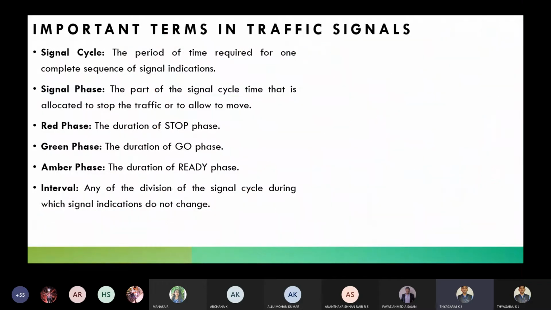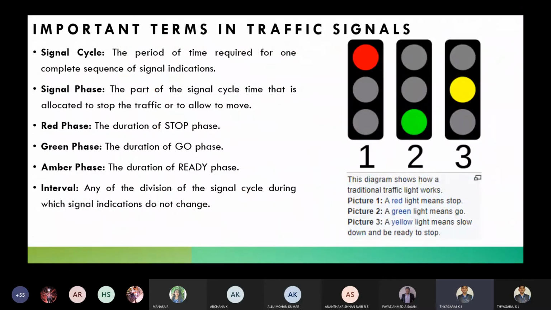Next are some important terms we have to remember in traffic signals. The first one is signal cycle. I'll explain this one with a neat example. Signal cycle means the period of time required for one complete sequence of signal indication.